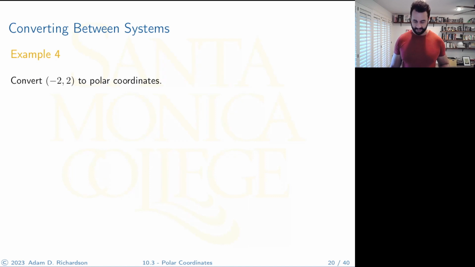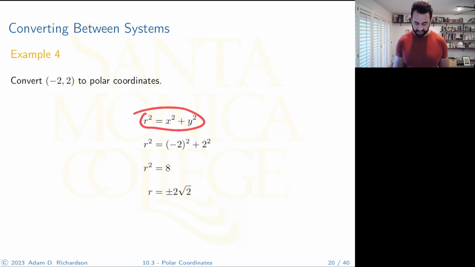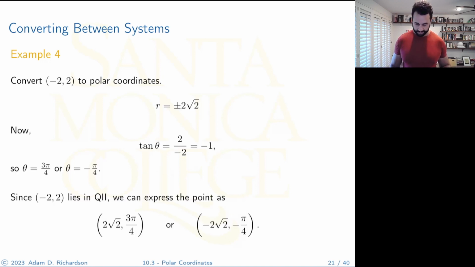All right, now let's do it together. I've got it written on the slides here. So first, we can use this isomorphism equation to get the radius. So we plug in x and y, simplify, and then solve for r, and we get these two choices. So r is plus or minus 2 root 2. And let's just hold on to that for a minute.